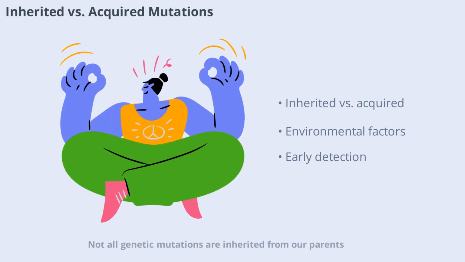Not all genetic mutations are inherited from our parents. Some are acquired during our lifetime, often due to environmental exposures or random errors in cell division. Inherited mutations are present in every cell from birth, while acquired mutations only affect certain cells. Both types can contribute to cancer, but inherited mutations can increase a person's risk from a young age, making early detection and prevention especially important.